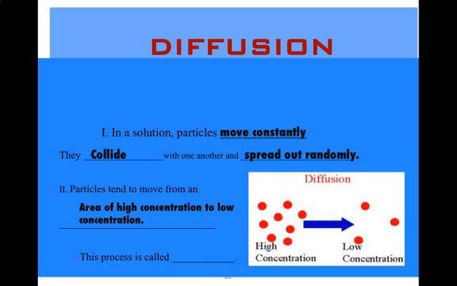Like if a whole bunch of people are crowded in one corner where you can't hear each other talk, you're naturally going to disperse out into the room and spread out to a nice comfortable distance from each other. That's what's happening here as well. They're moving from an area of high concentration to an area of low concentration. This process is called diffusion.